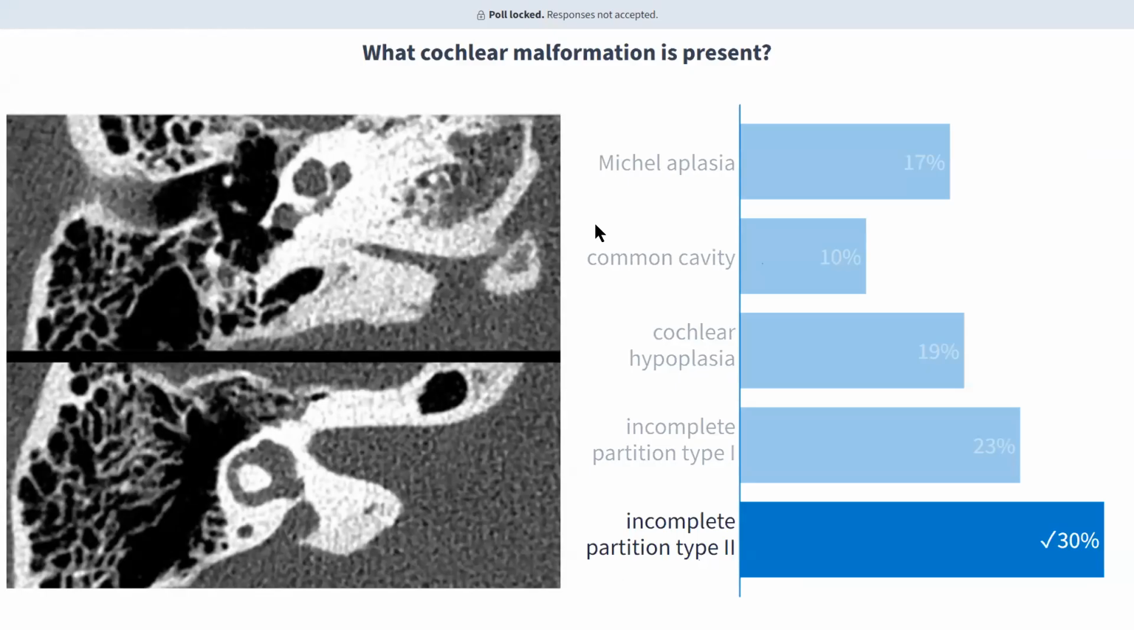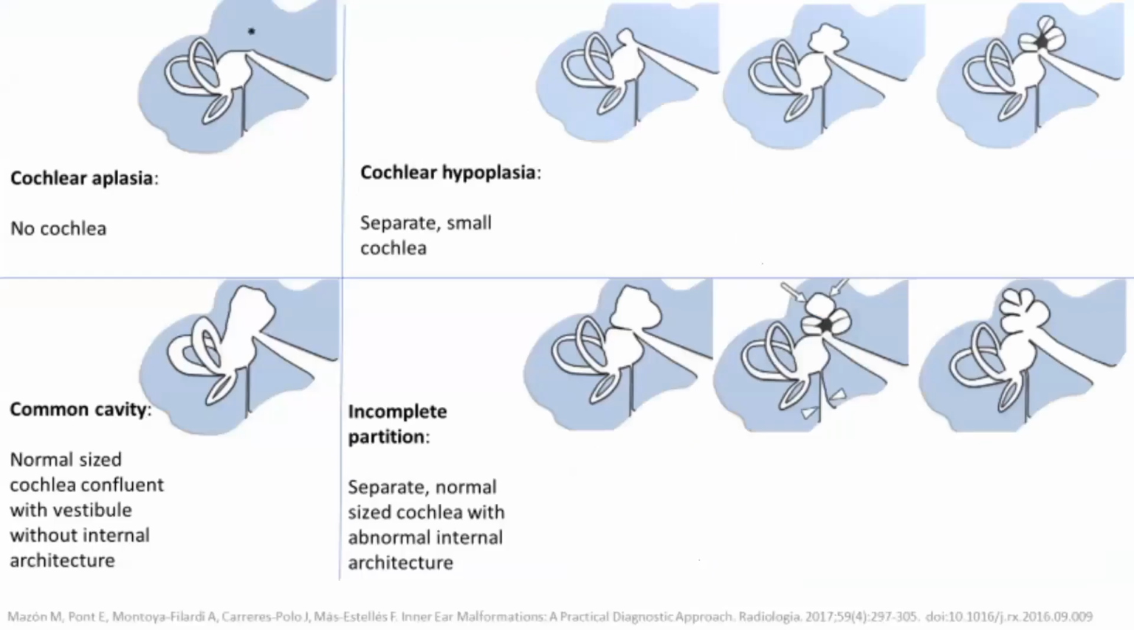Let me show you some diagrams differentiating the cochlear malformations. It is a little bit esoteric for the level of 4, but I think it is still good to know the most common of these, which is incomplete partition type 2, and its association. So the cochlear malformations can be divided up into whether the cochlea is formed at all. If it's not formed, then you have cochlear aplasia. If there is formation of a cochlea, but it seems confluent with the vestibule and there's not a neck in between, it's like one big space. This is called common cavity malformation.